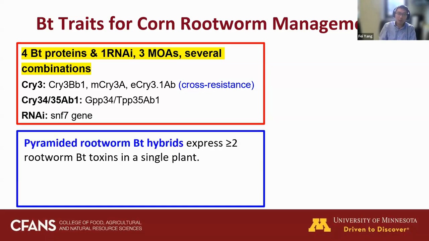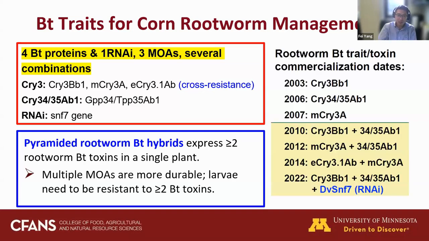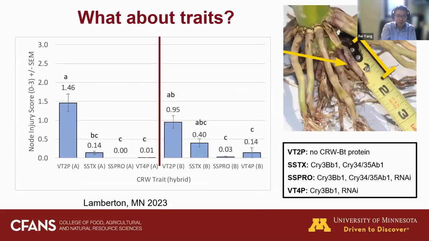So a pyramided Bt corn in the market expresses at least 2 of these modes of action in a single plant. That means if larvae need to be resistant, they need to overcome 2 of these modes of action. That makes these hybrids more durable in the market for control of corn rootworm. So here are some experiments we did in Lamberton, Minnesota, and we tested the efficacy of different Bt and non-Bt traits.